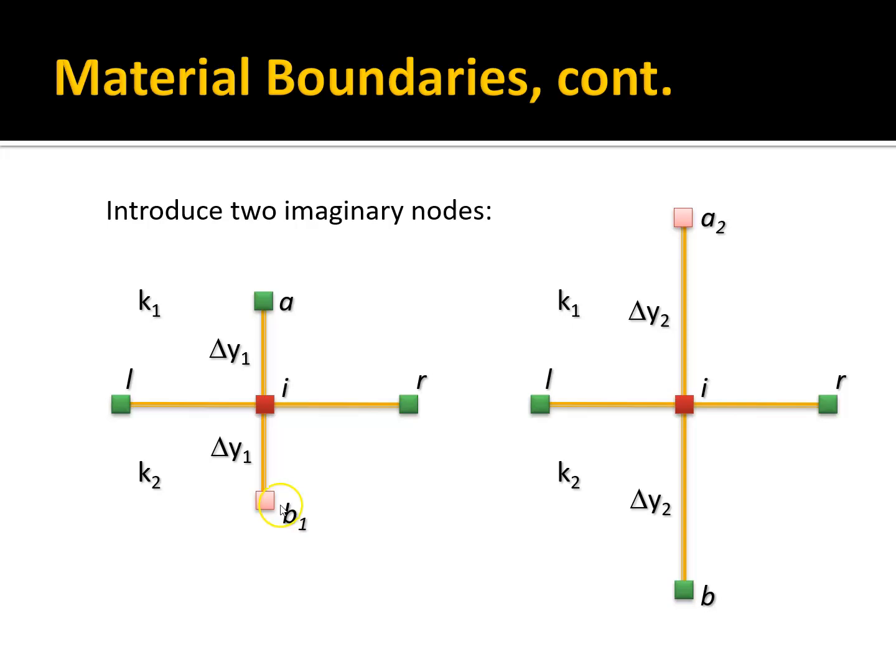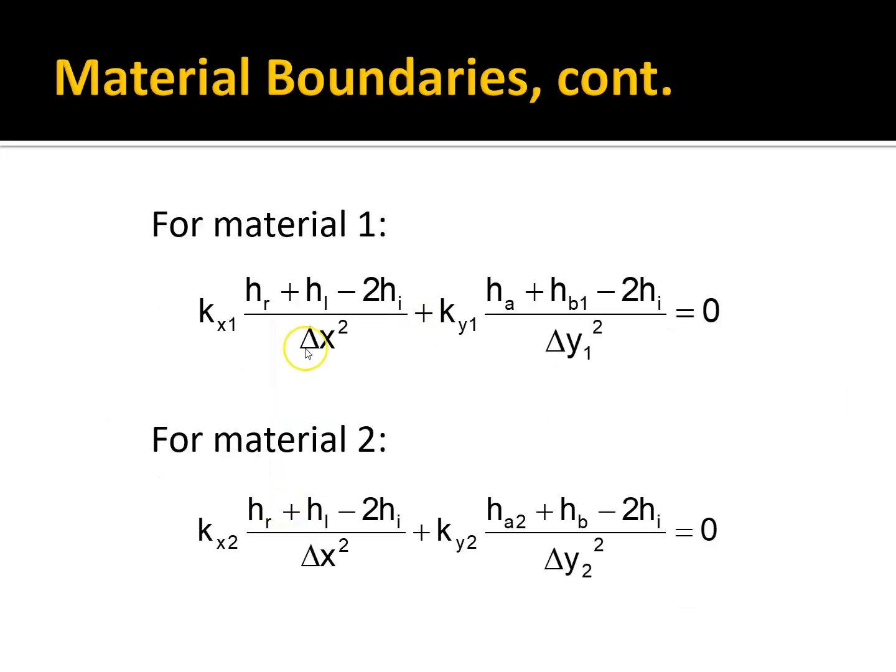So it has B1 and KX1 and KY1. Okay. Then for material 2, we do the same equation, but it's using KX2 and KY2, and it's using delta Y2. So we basically just formulated that fundamental finite difference equation, which uses approximate second derivatives for each of these two cases using the imaginary nodes.